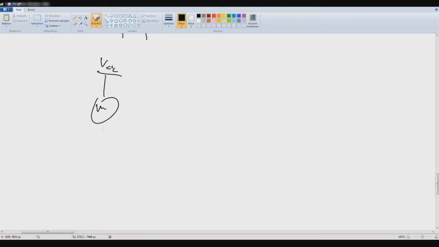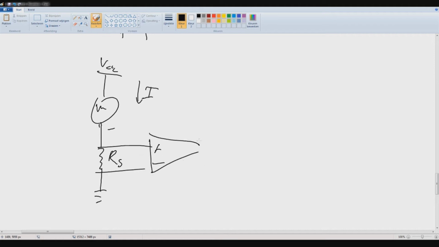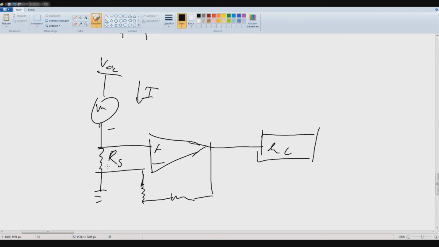motor, it has a certain current which going to, and then we're just going to use a sense resistor, and we will feed it into an amplifier, and this will go into the microcontroller. Here's a resistor, here's a resistor, and this means that there is a voltage drop across here, voltage drop, and here we have a gain.